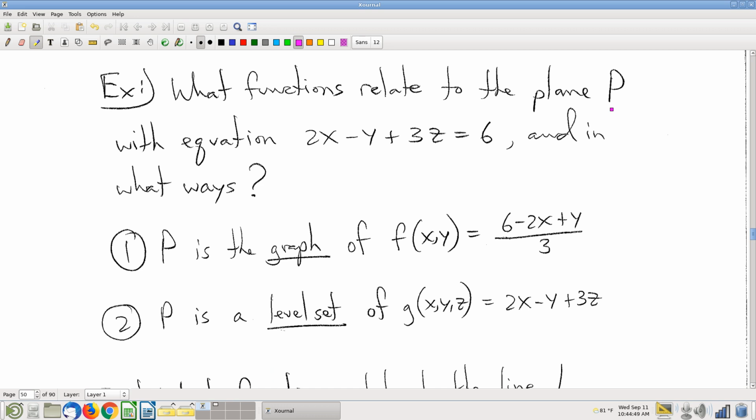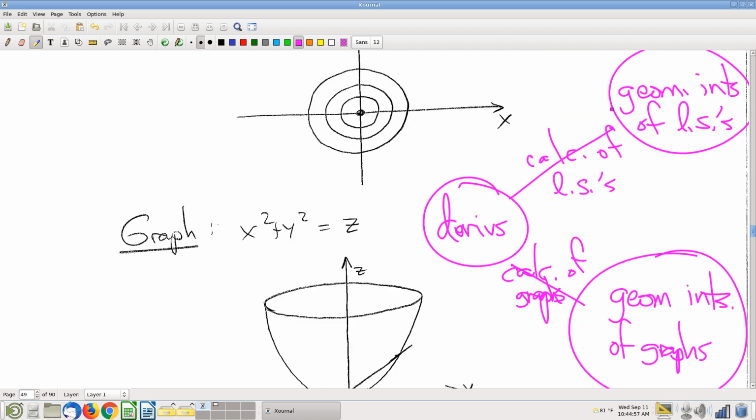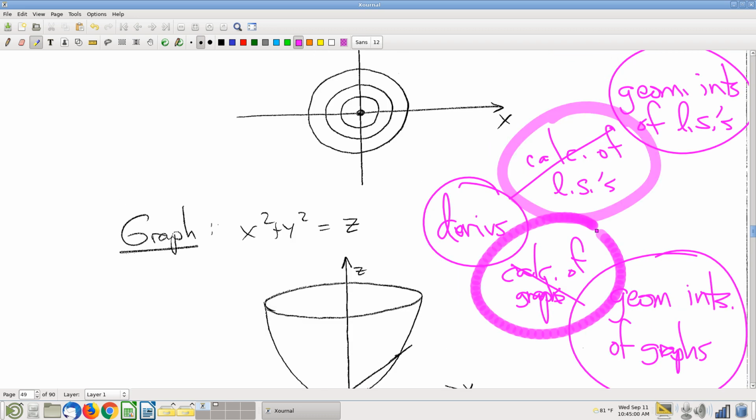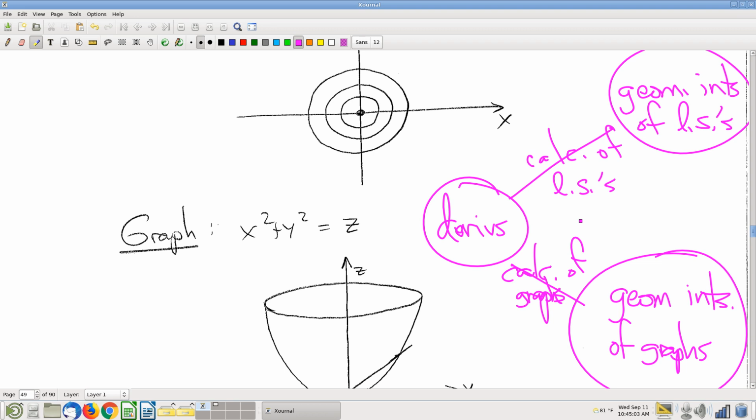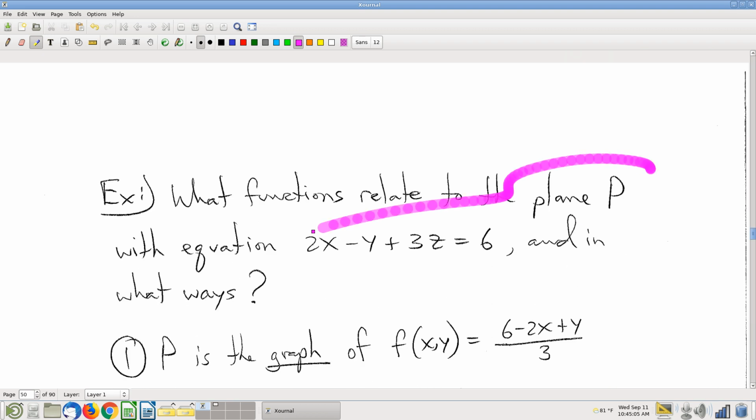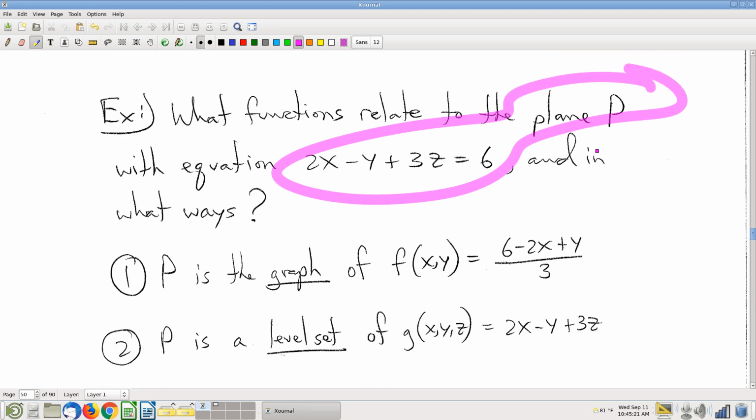Now, this will give what I think is maybe an easier to see example of how you can be steered in a terribly wrong direction if you conflate the calculus of level sets with the calculus of graphs. If you're looking at this plane and you want to understand a certain thing about it, you're going to have to figure out what function you're looking at. Well, it depends. If you want to view it as a graph of something, you're looking at this function. But if you want to view it as a level set of something, you're looking at this function.